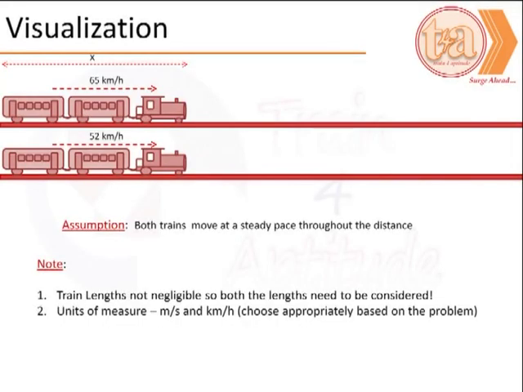Let us begin visualizing the problem. As mentioned in the problem, two trains are moving on parallel tracks and in the same direction but at different speeds. As usual, our assumptions are that both the trains move steadily throughout the distance. Also note that both trains are of equal length and therefore cannot be negligible. The units of measurement of time and speed are incompatible, so we would need to correct these.